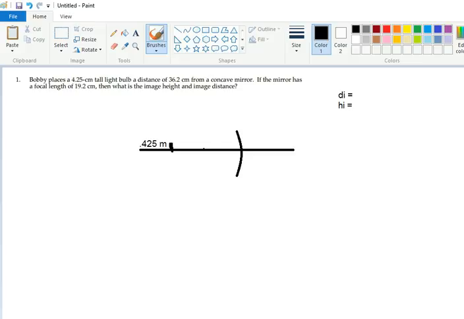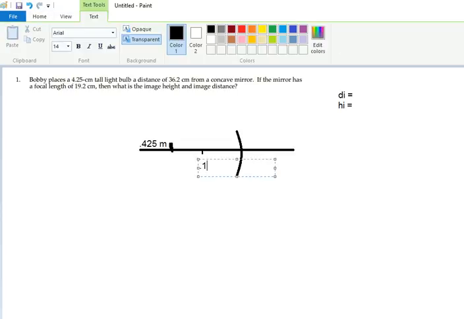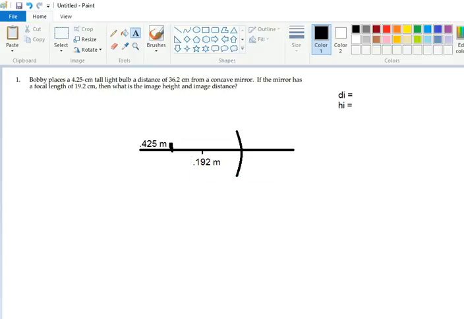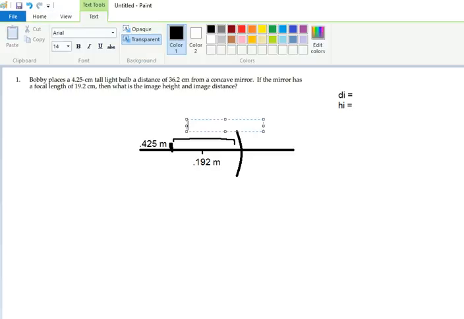And the distance between the focus and the mirror is 19.2 centimeters or 0.192 meters. So this little mark right here will be F, or the focal point. And the distance between the object and the mirror is 36.2 centimeters or 0.362 meters.